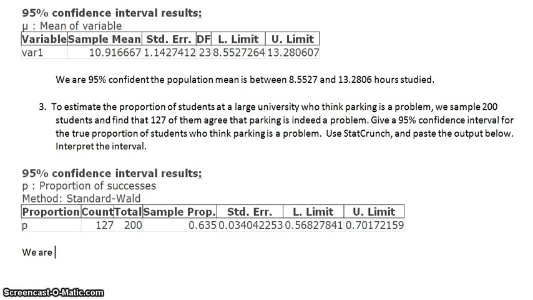So we are 95% confident the population proportion is between 0.5683 and 0.7017. In other words, we're 95% confident that between 56.83% and 70.17% of all students at the university think parking is a problem. All right, so those are the problems.